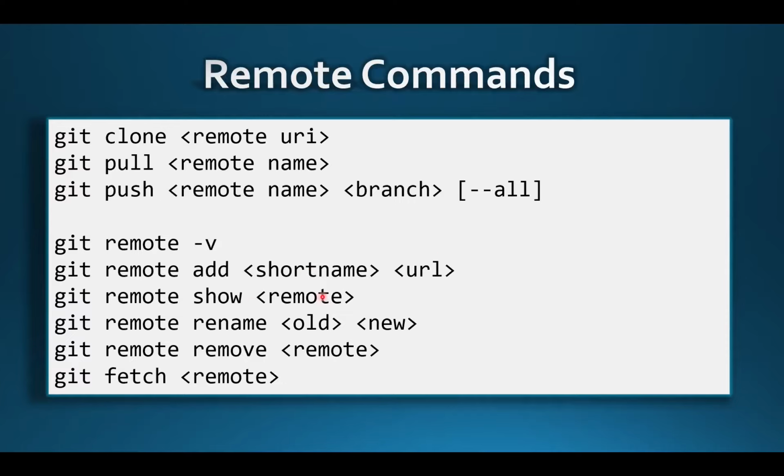Show just shows some information on that remote. Rename. So if you want to name the remote something else that means more to you, you can use rename. I often use it to rename it to GitHub or to rename it to Sharcnet, depending on which repository I'm pushing to. You can remove a remote, and then of course the fetch command, which is part of the pull that pull uses.